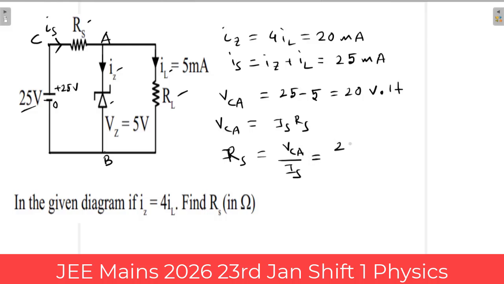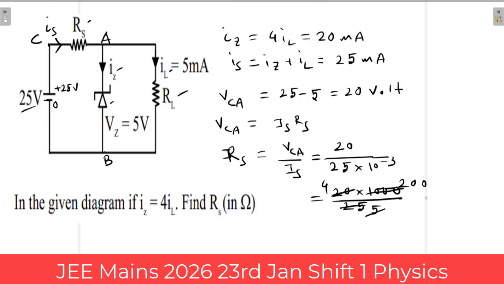So here V is 20 volt and IS is 25 milliampere, that is 25 into 10 to the power minus 3. So 20 divided by 25 into 10 to the power minus 3 is 1000 divided by 25. 5 times 4 is 20 and 5. So this becomes 200 times 4 is 800 ohm. So the value of RS is 800 ohm.